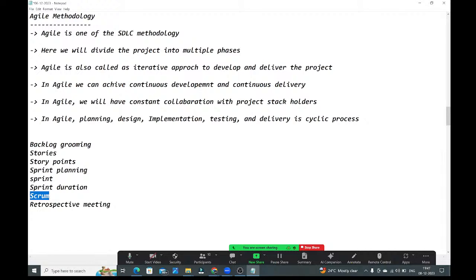Okay, fine. So the last one is retrospective meetings, guys. What is this retrospective meeting? Some companies will call it review meetings also. Retrospective meeting or review meeting, guys. After completing the sprint, we will have the review meeting.